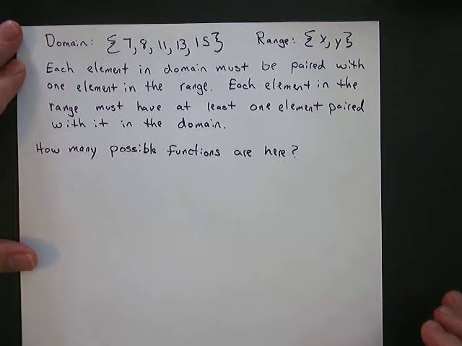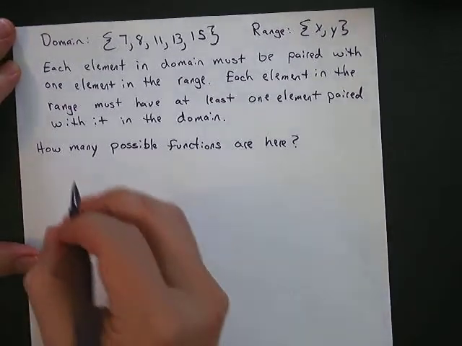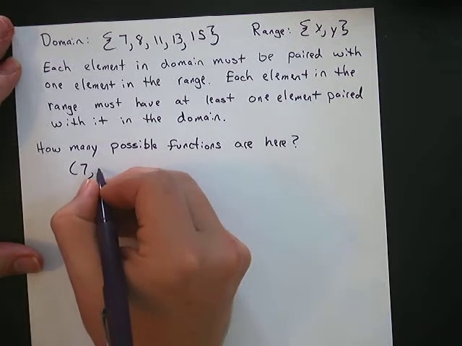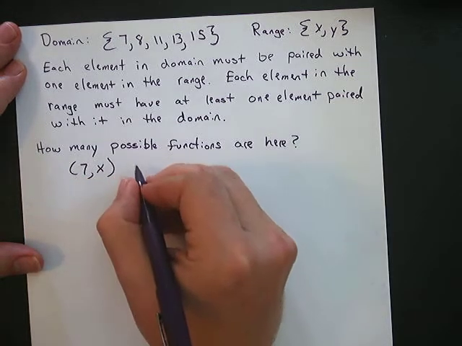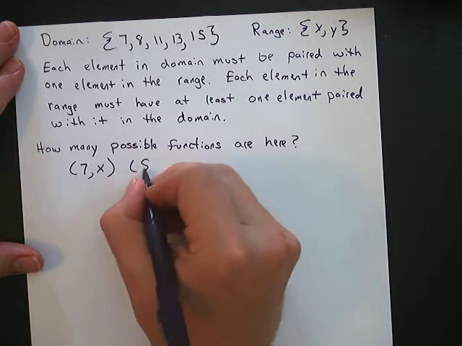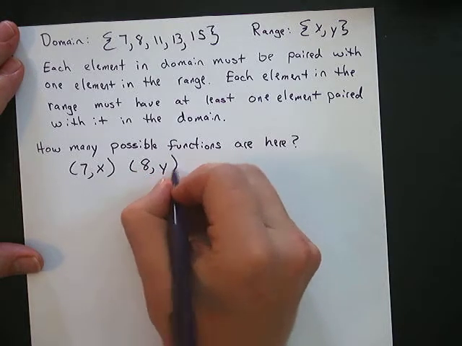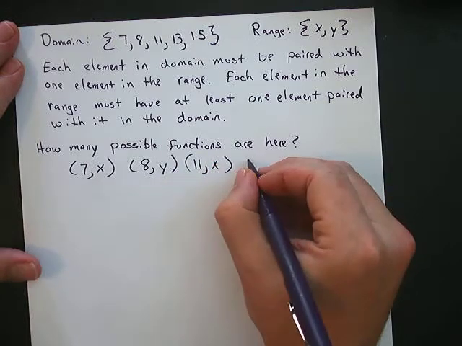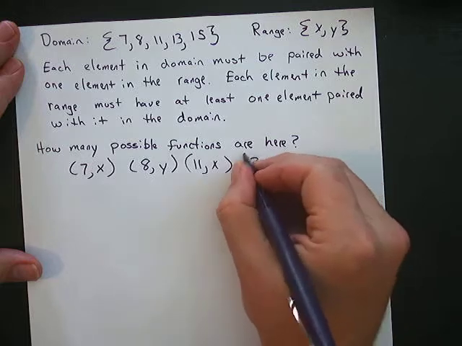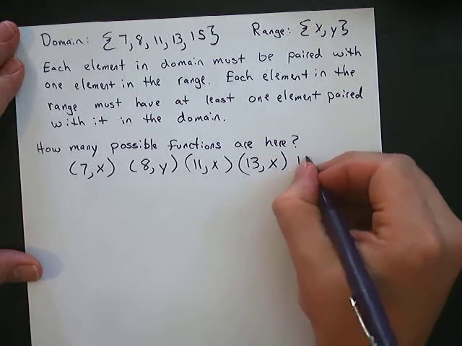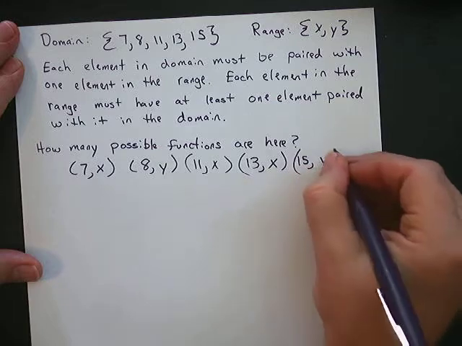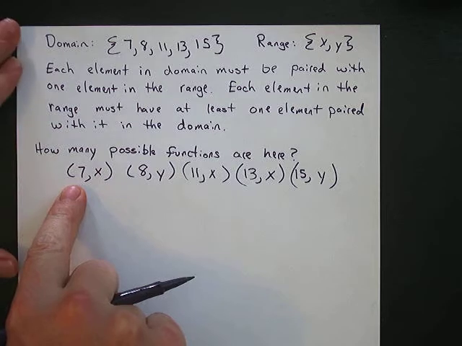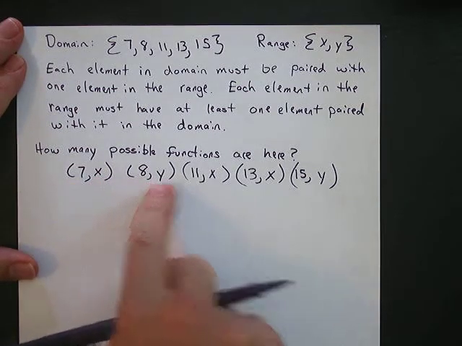What that means is that a possible function would look like this. You could have 7 is paired with x. Then you could have 8 is paired with y. 11 is paired with x. 13 is paired with x. And 15 is paired with y. That's one possible function. So each one of these in the domain has to be paired with either an x or a y.